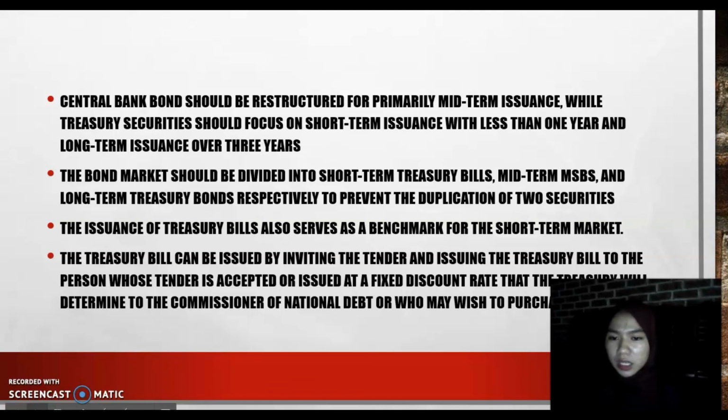The Treasury bill can be issued by inviting tenders and issuing the Treasury bill to the person whose tender is accepted, or issued at a fixed discount rate that the Treasury will determine to the Commissioner of National Debt or to anyone who may wish to purchase it.